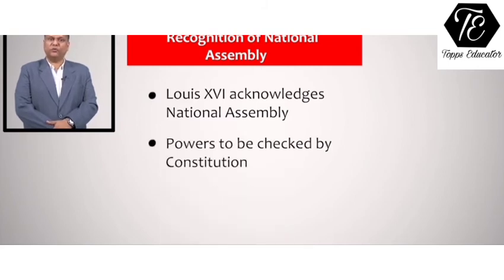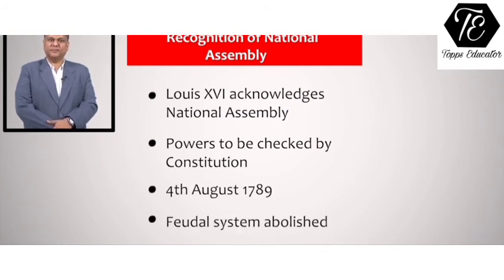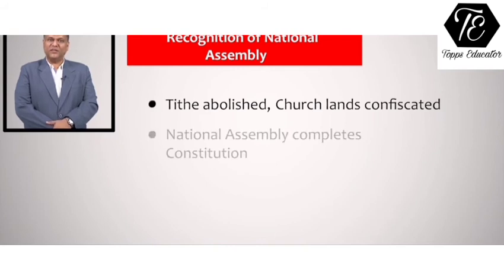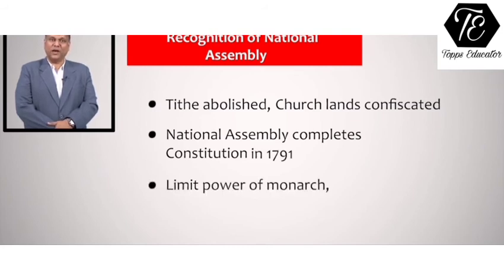On the night of the 4th of August 1789, the Assembly passed a decree abolishing the feudal system of obligations and taxes. Members of the clergy too were forced to give up their privileges. The tithe was abolished and the lands owned by the church were confiscated. The National Assembly completed the draft of the Constitution in 1791. Its main object was to limit the powers of the monarch. These powers, instead of being concentrated in the hands of one person, were now spread and assigned to different institutions. This made France a constitutional monarchy.